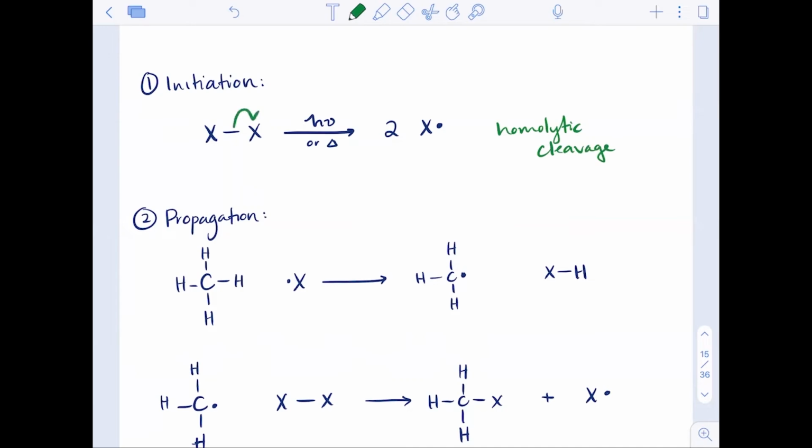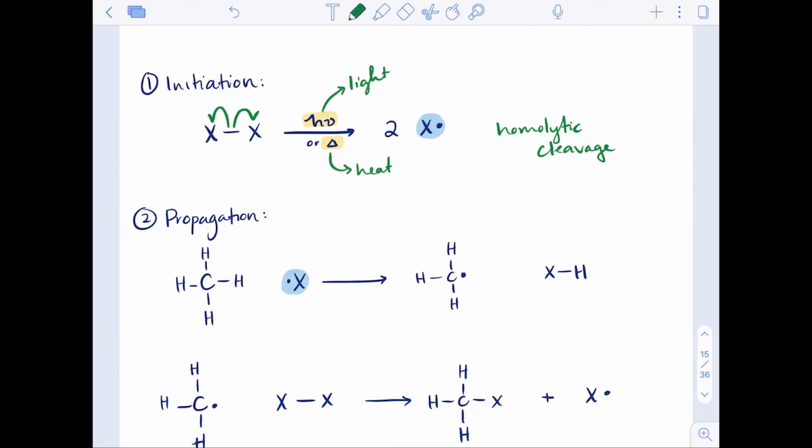We'll see that the halogen bond, X2, is going to homolytically break. We do need heat or light, either one. hv is light. If you imagine energy equals h nu, delta is heat. We need one of these. They are our radical initiators. So X2 will not just homolytically cleave without a specific h nu, light, or delta, heat. Once we make that radical, we can go straight to our propagation steps.